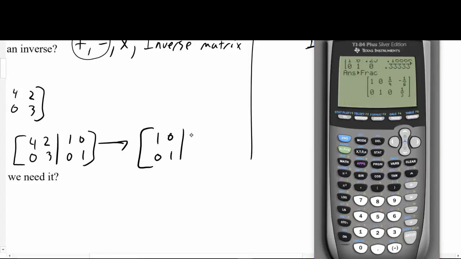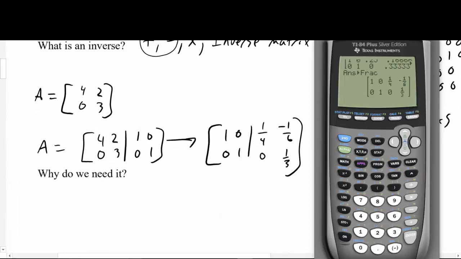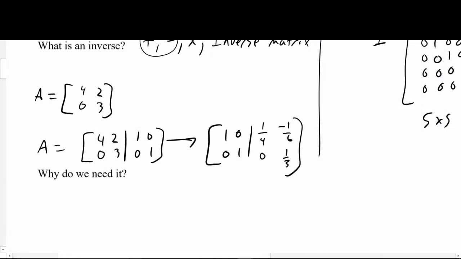There we go. So this would be 1/4, -1/6, 0, 1/3. So what this means to me is multiplying by matrix A, whatever that is, this matrix of 1/4, -1/6, 0, 1/3. If I were to multiply it by that, it would undo the multiplication of A. Those are inverse matrices of each other.